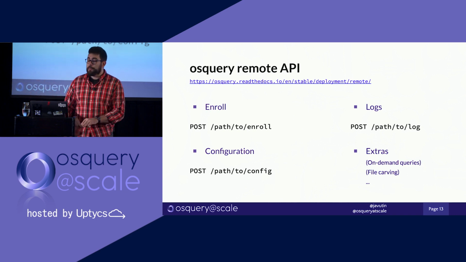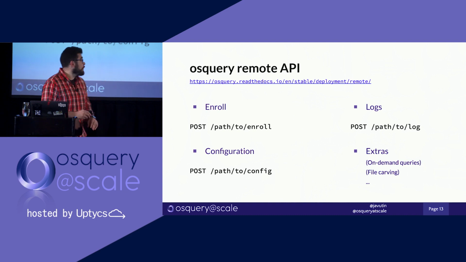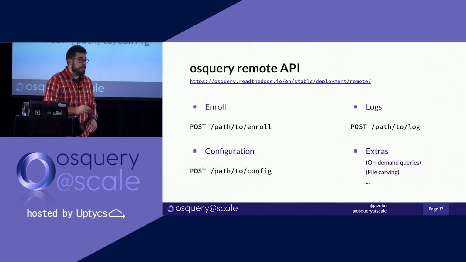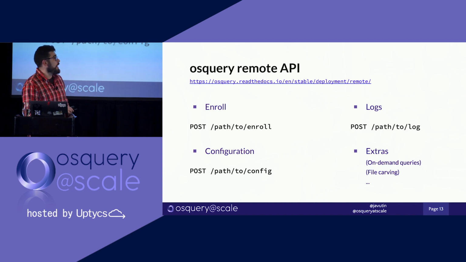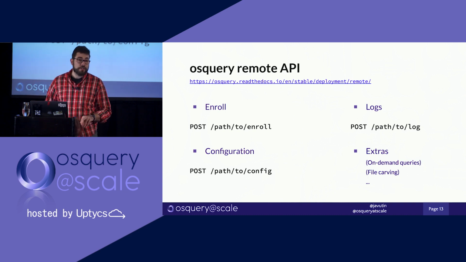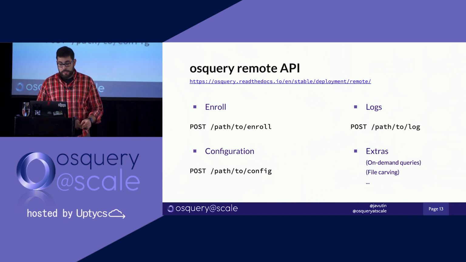Anyway, for implementing that diagram that we saw earlier, basically you have to implement a handler for enrolling clients, one for collecting logs, the one that receives requests to collect information, and what I call extras. Extras could be on-demand queries, file carving, and perhaps a custom extension or something like that. But that is the basics. It would be enroll, logging, configuration, those three handlers.